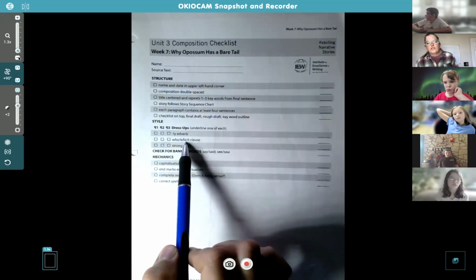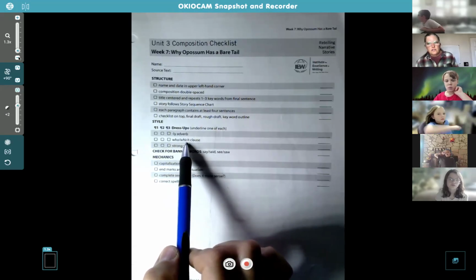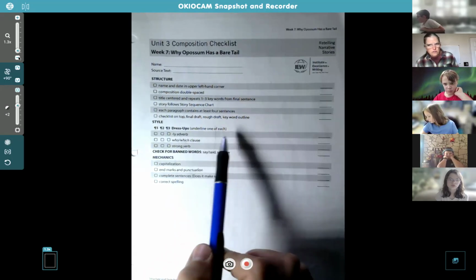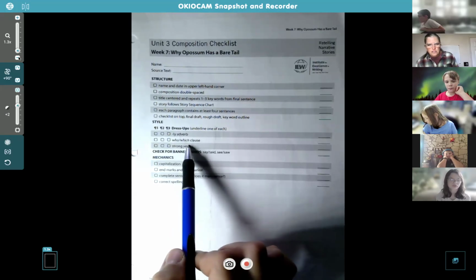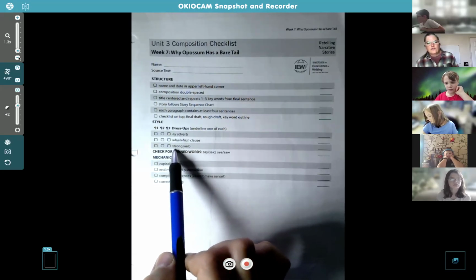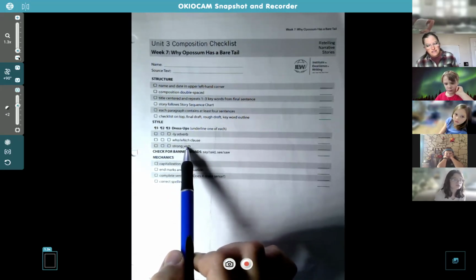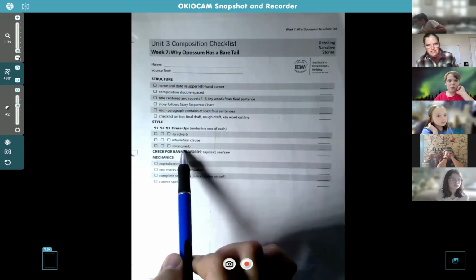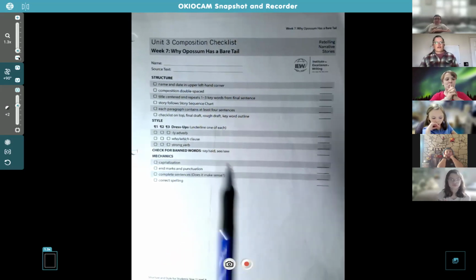If you want to use which, you would use that to describe maybe the forest, which had many trees or something like that. You can add a couple details if you want. And then strong verb would be like asked. That's a strong verb. It has an ed ending on it. That's a good one for that. And then don't forget about those banned words.